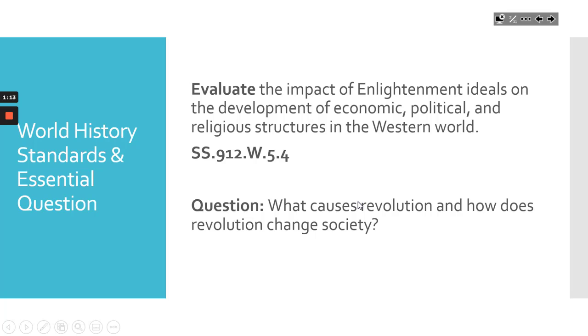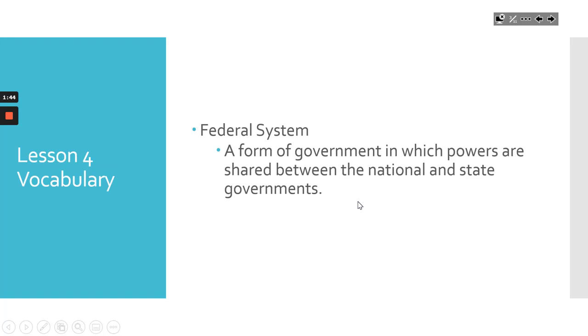All right, so this is the standard. By the time we're finished, you should be able to evaluate the impact of Enlightenment ideas on the development of various structures in the Western world. But I want you to focus on this question: what causes revolution, and how does revolution change a society? How do those aspects of a revolution change a society in general? And that's what we're going to look at.